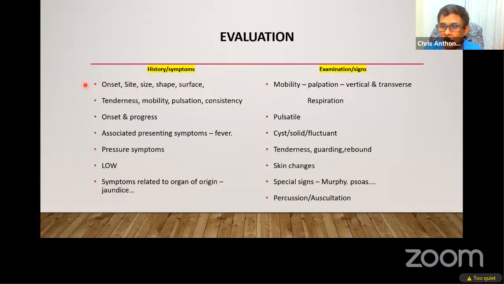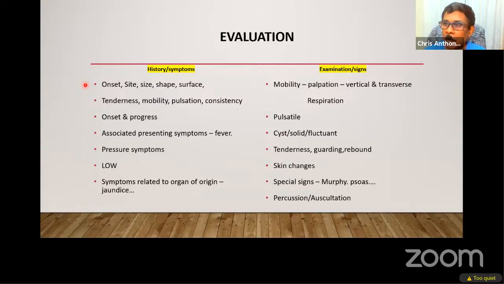How did it come about? The onset: acute onset, insidious onset, how many weeks or months before the present admission. Okay, the onset is very important. A lump that has been there for 10 years is unlikely to be a malignant lump, whereas a lump which is there for 1 or 2 days is also unlikely to be a malignant lump. Whereas a malignant lump may be there for weeks or months. So this is very important. The onset is important. How did the patient notice the lump?